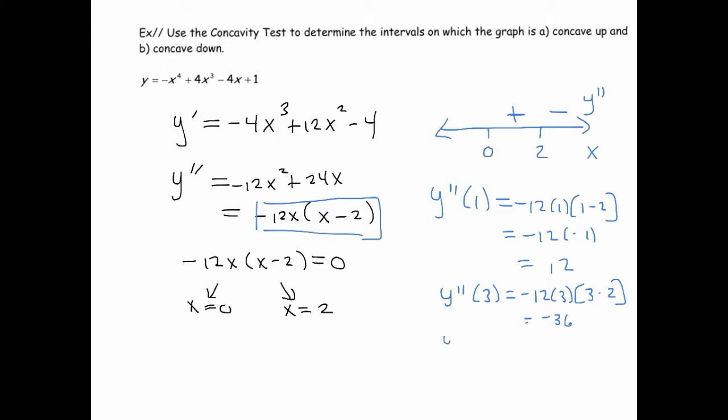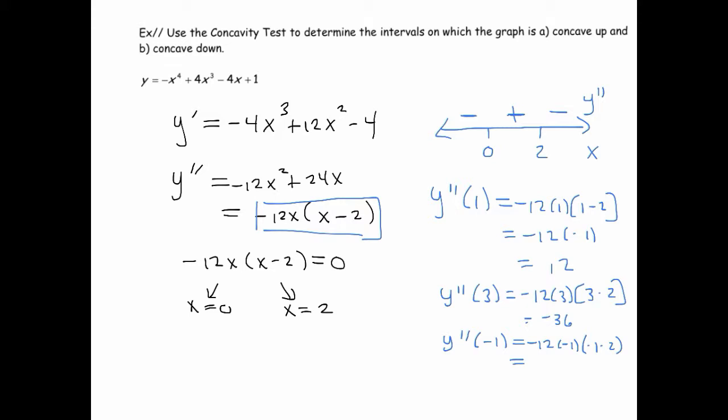And then we plug in, let's say, negative 1. And when you do that, you get negative 12 times negative 1 minus 2. Nope, 3 negatives gives you a negative. So that's a negative. All right, and so now we're going to answer this question.